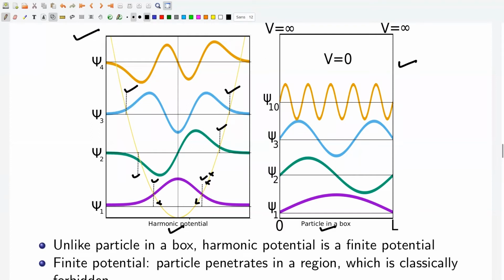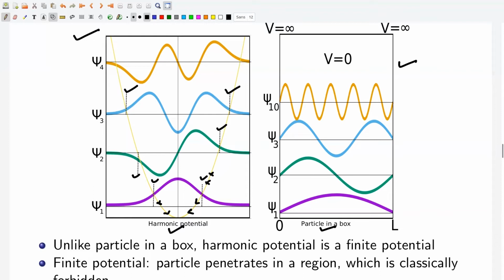Thus, classically the particle should turn back from these dashed lines and start rolling down the potential in this way. Existence of the particle beyond the dashed lines is classically forbidden. However, a quantum particle can exist there.